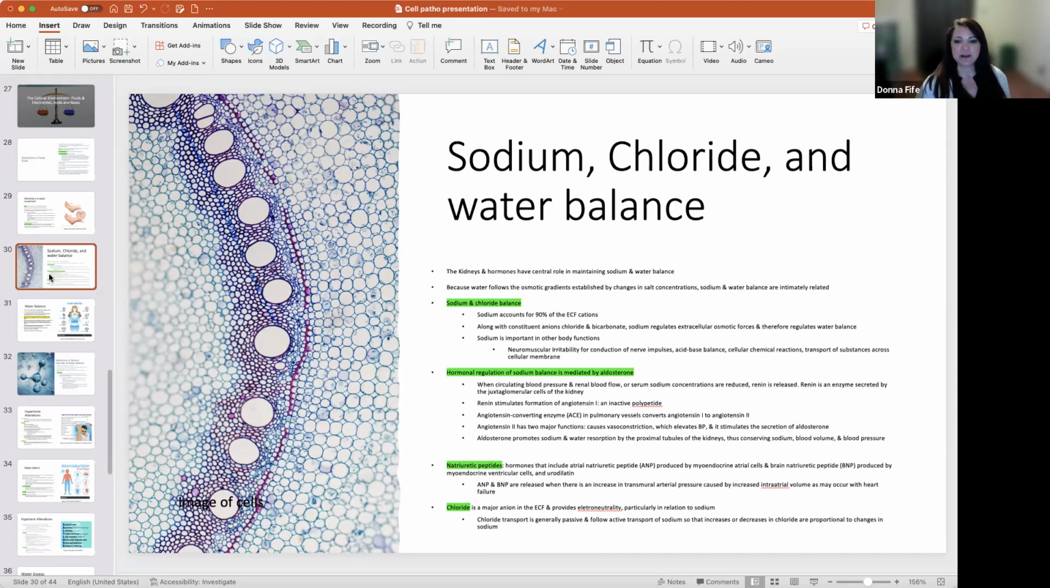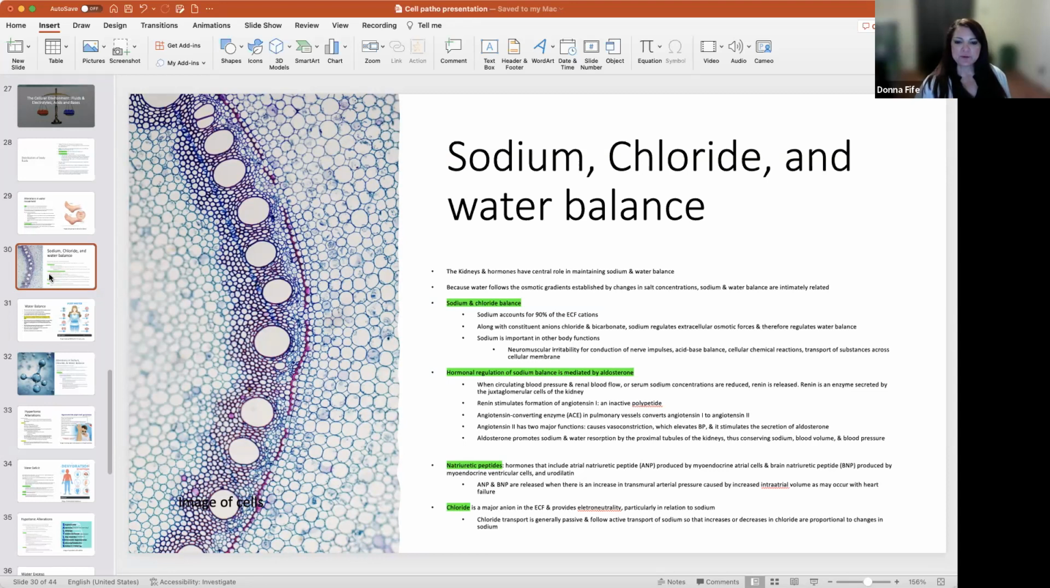extracellular fluid cations. Along with constituent anions, chloride and bicarbonate, sodium regulates extracellular osmotic forces and therefore regulates water balance. Sodium is important in other body functions: neuromuscular irritability for the conduction of nerve impulses, acid-base balance, cellular chemical reactions, and transport of substances across cellular membranes.